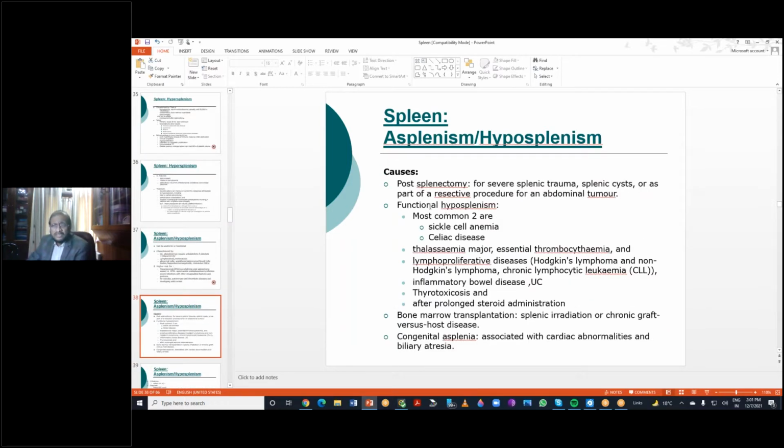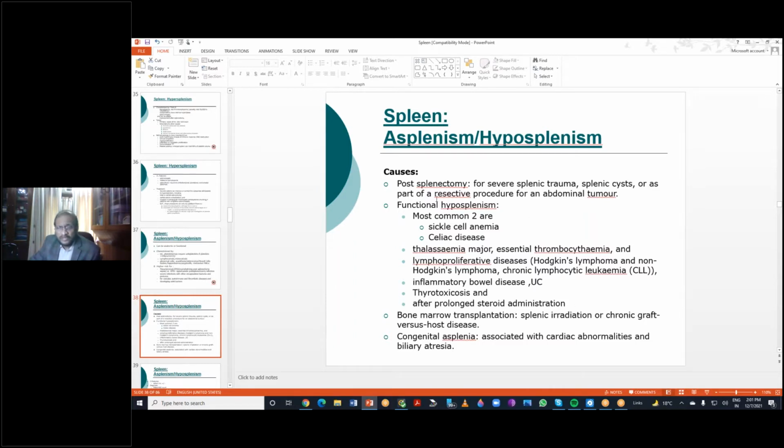The causes, most important, post-splenectomy, you remove the spleen. This patient is asplenic now. It was removed for trauma, or whatever reason, right? Or there's a functional hyposplenism as seen most commonly in two important diseases, sickle cell anemia and celiac disease. The other diseases where you can find a decreased function of spleen could be blood diseases like thalassemias, lymphoproliferative diseases, inflammatory bowel disease, especially ulcerative colitis, thyrotoxicosis, and prolonged steroid administration.